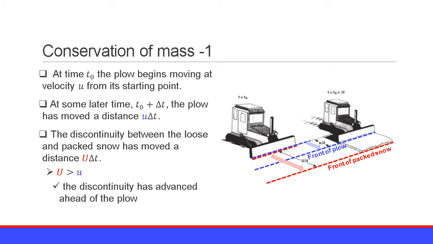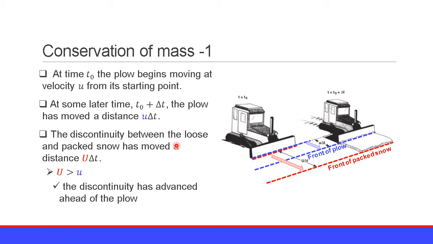First, let us consider the conservation of the mass. So at time 0, the plow begins moving at velocity small u from its starting point. And at that later time t0 plus delta t, the plow has moved distance u times delta t.